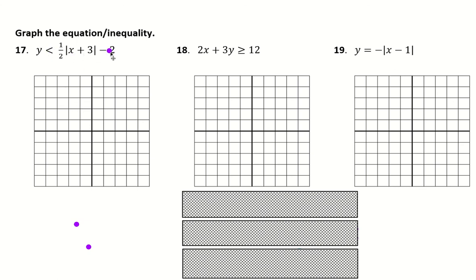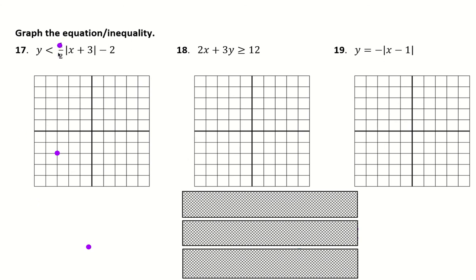So here we go. We have a shift down 2 because of that minus 2, but this plus 3 directly on the x is going to move it also left. Not right, left. So my vertex, which starts off as a default at the origin, goes left 3 and down 2 because of the plus 3 here and the minus 2 there.